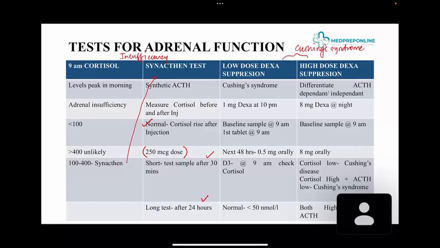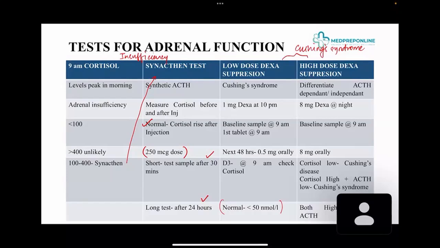Now for Cushing's syndrome, you have the low-dose DEXA suppression test, right? So you give 1 milligram of dexamethasone at 10 p.m. and you collect the baseline sample at 9 a.m. in the morning. And first tablet of 1 milligram is again given at 9 a.m. For the next 48 hours, you give 0.5 mg orally. And on day 3 at 9 a.m., you again check the level of cortisol. So a normal response, now since we are giving exogenous steroids, the normal response would be suppression of adrenals. So the level of the hormones would be less than 50 nanomole per liter in normal case, correct?